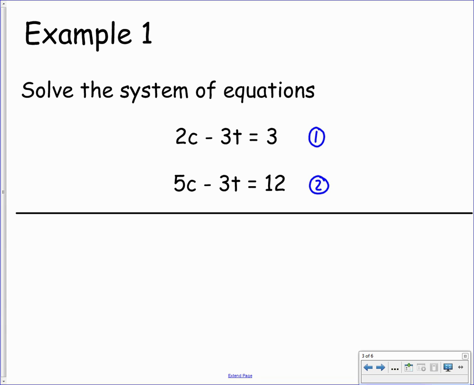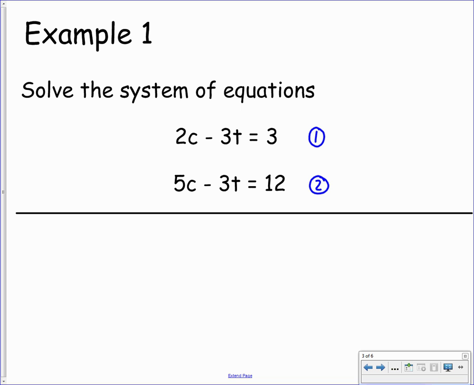We're looking to eliminate one of the variables, so we'll want one of these to have the same number before it. We can clearly see that for the c terms, one is a 2 and one is a 5, so they're different. But if we look at the t terms, they're both 3, so we have the same value already. So if we have the same signs, we want to subtract them. Now we're looking to subtract c terms, t terms, and constants.